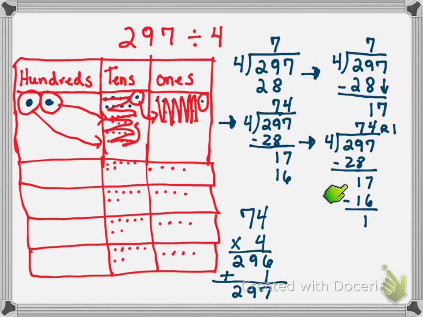And as always, we need to check. And what's the inverse operation of division? Multiplication. 74 times 4 is 296. That's not what we have here yet, but we need to add on the remainder to get 297. So we did this correct. This is a step-by-step of long division using the place value chart to help us step each way.